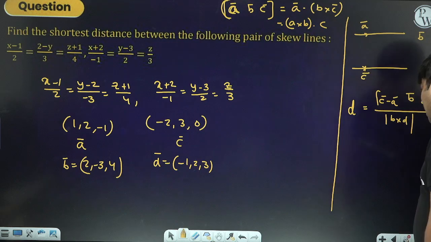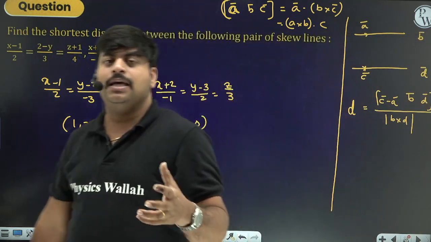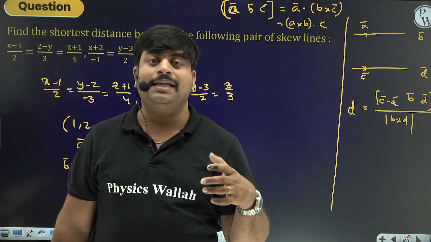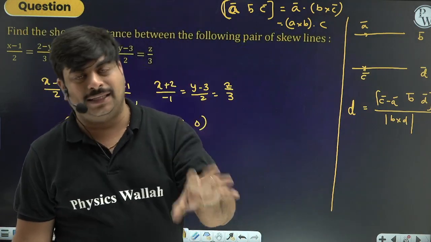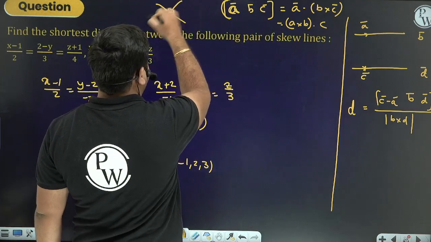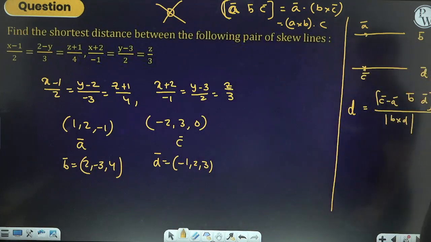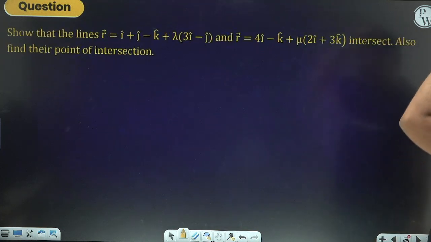These are skew lines. And if the distance between these two lines is zero, in any case, that means those two lines are intersecting. Only when those two are intersecting, we don't get any distance between them. Understood, people? All right.